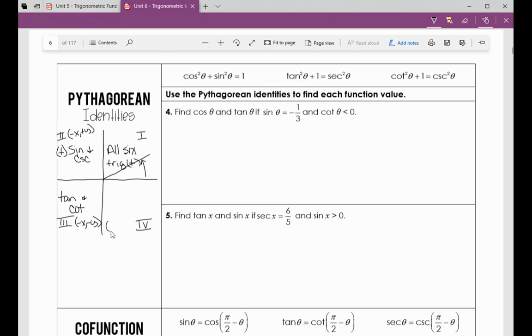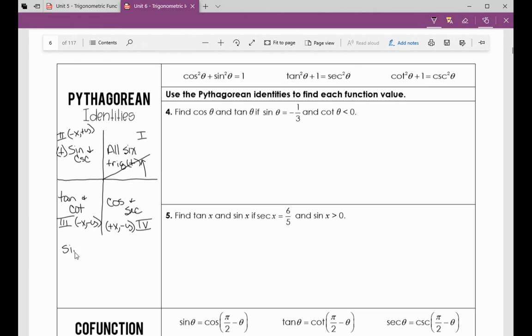In the fourth quadrant, you have a positive x coordinate and a negative y coordinate. What's the only function we haven't listed yet? Okay, so cosine and its reciprocal, secant. So cosine and secant are the positive trig functions in quadrant 4. That means sine, tangent, and both of their reciprocals will always be negative.